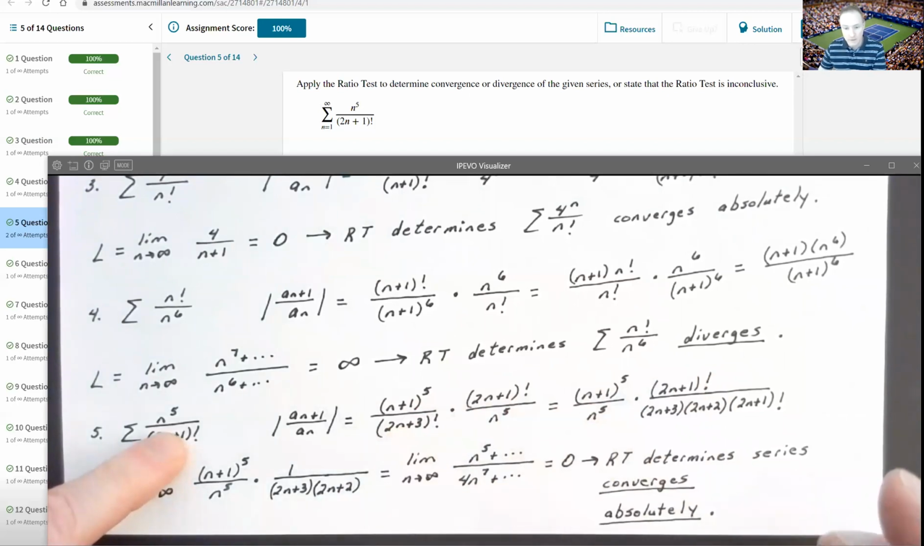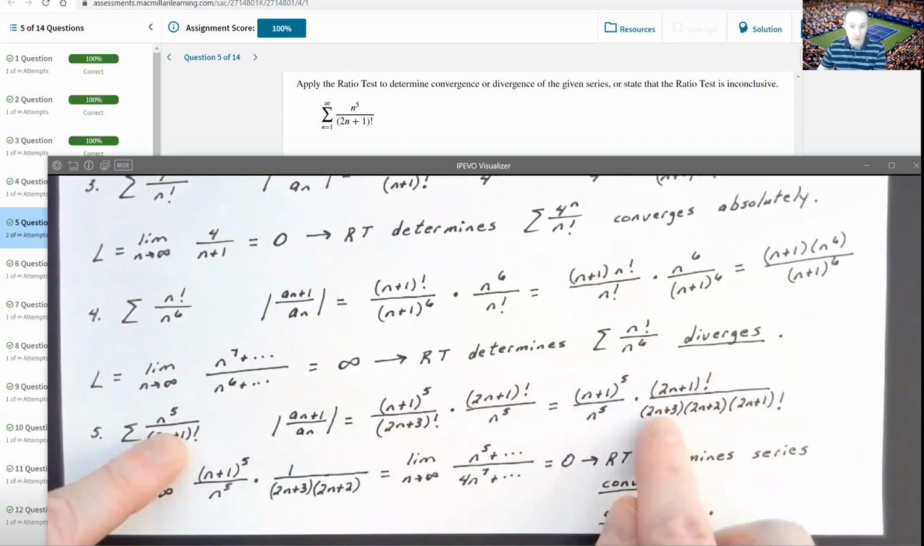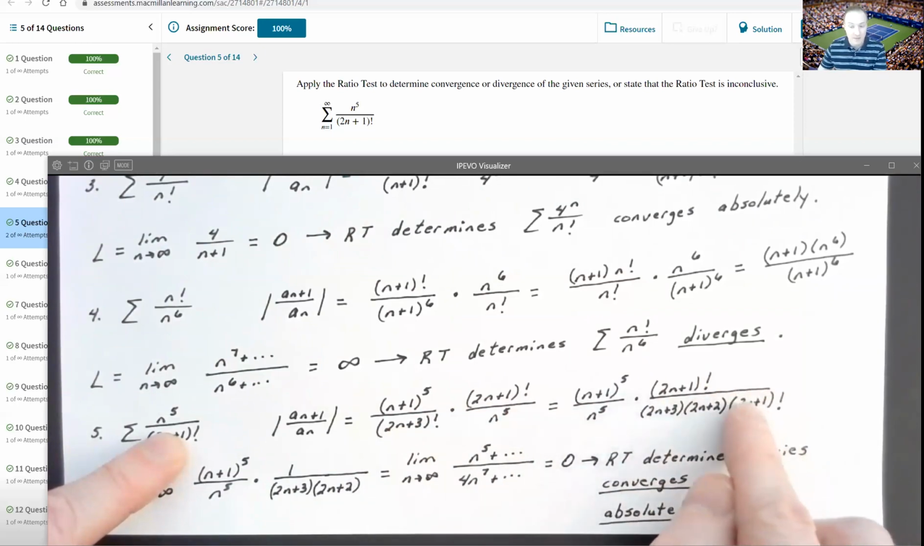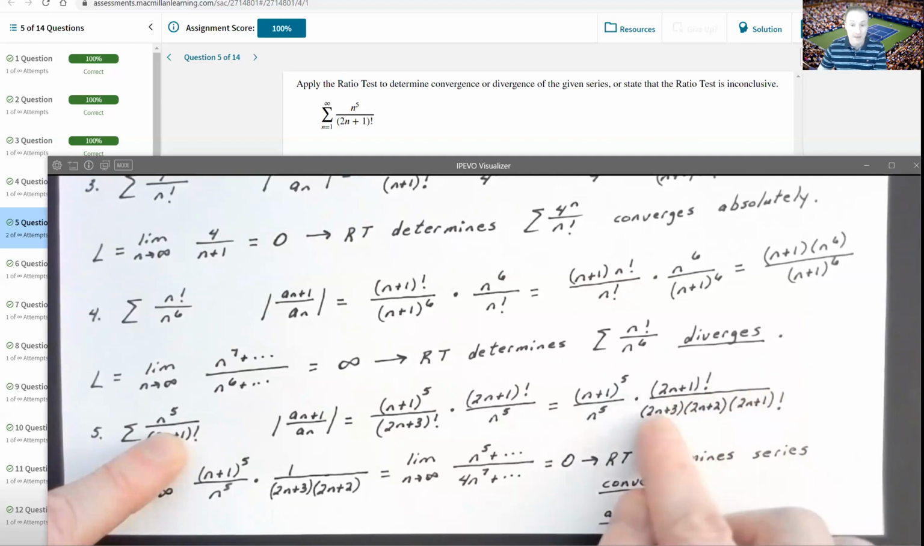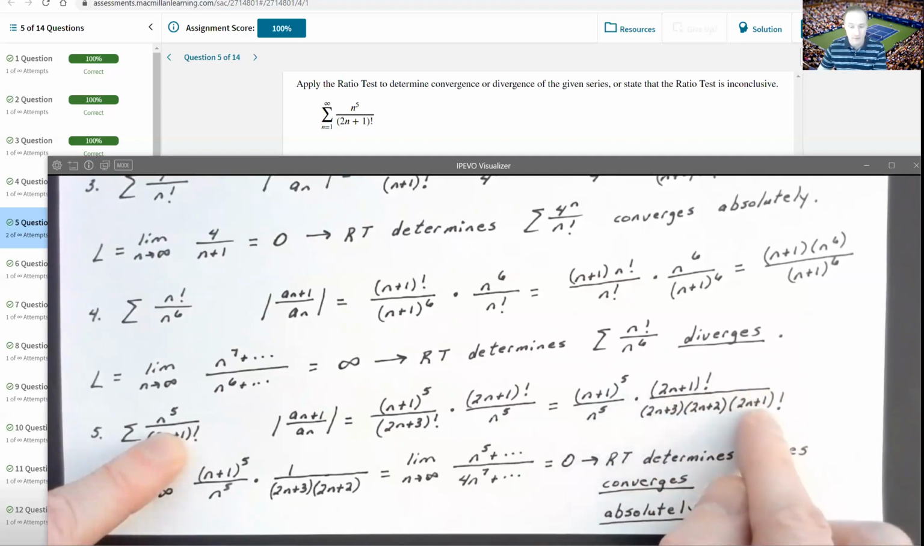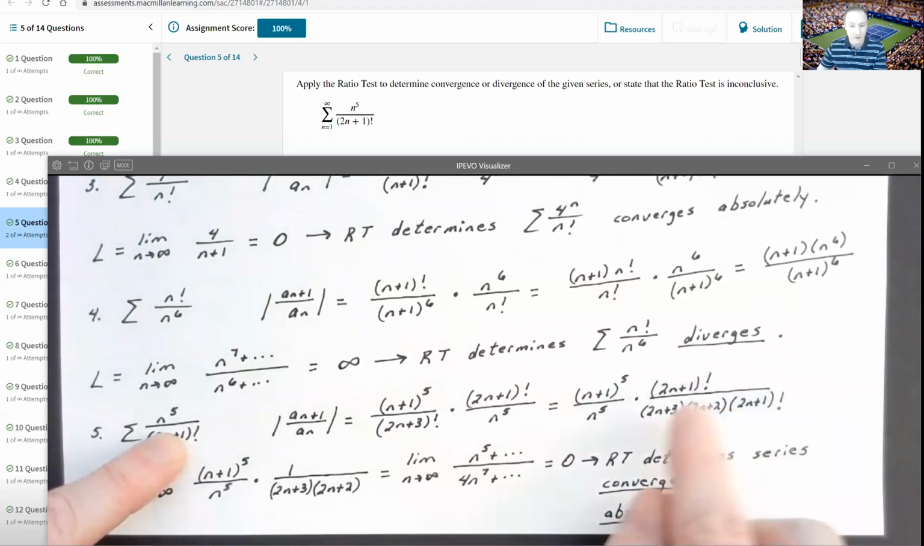It's 2n plus 3 times every integer value less than it all the way down to 1. So I can say, well, it's 2n plus 3 times 2n plus 2 times 2n plus 1 factorial. The 2n plus 1 factorial portion would cancel, but it's not going to cancel out these two terms.